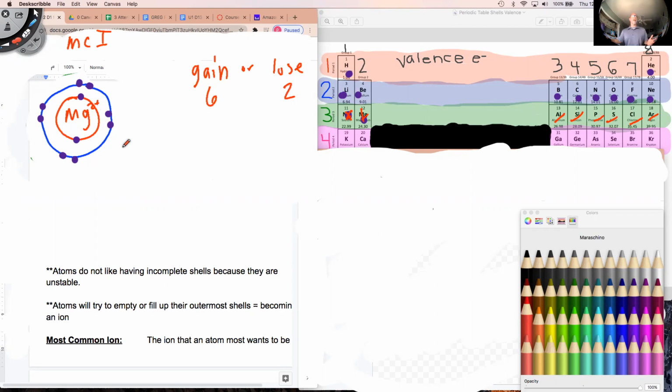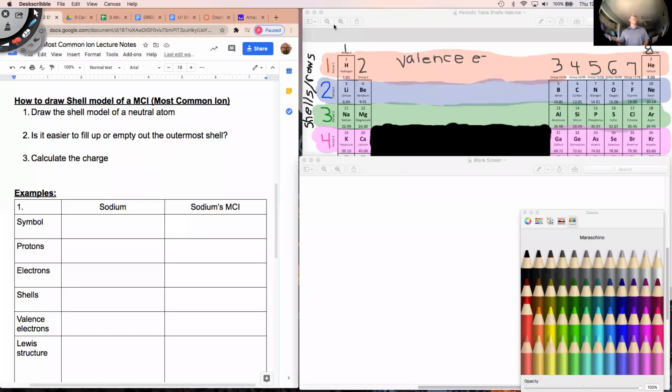That's what a most common ion is. It's an atom's ability to gain or lose electrons so that it's more stable. And we've done this several times. You guys just didn't realize it. So let's do some examples and practice. Let's take a look at how we're going to draw some of our most common ions.